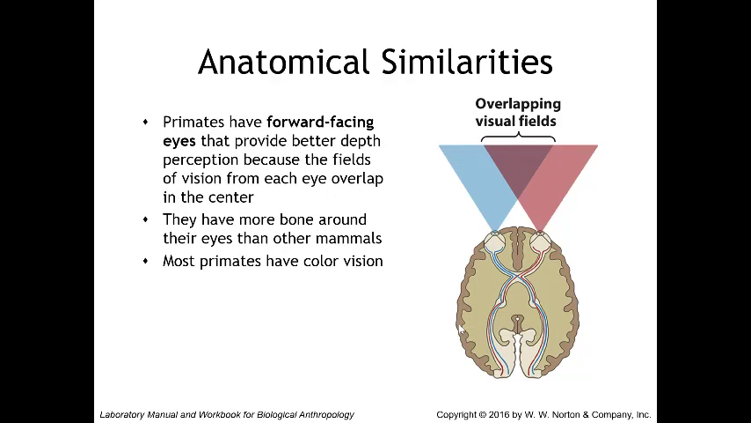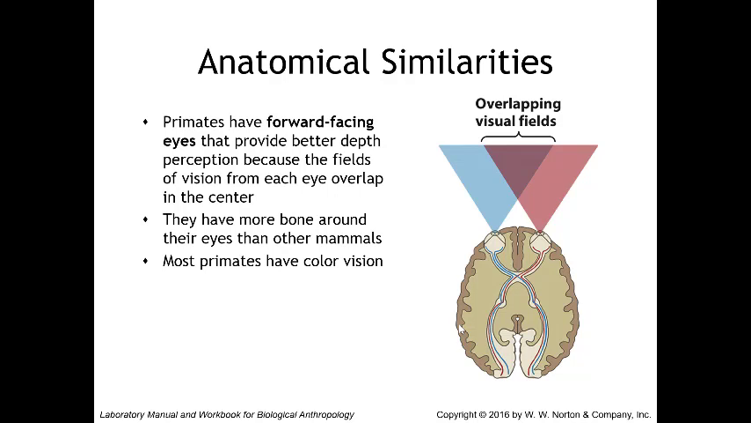Primates have forward-facing eyes that provide better depth perception because the fields of vision from each eye overlap in the center. They have more bone around their eyes than other mammals, and so these traits, the depth perception, the structural eye support, and color vision, all provide primates with a better sense of vision than many other mammals. With these traits, there is a trade-off between the senses, such that primates tend to emphasize seeing and touching over smelling and hearing. Right?